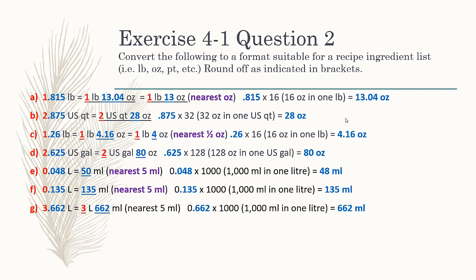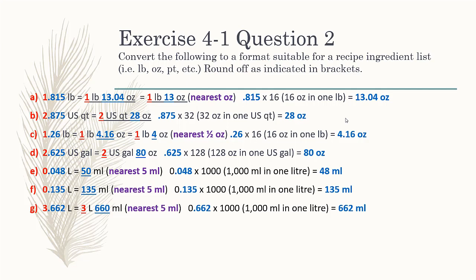So it's either going to be 660 or 665. And whatever trick you use, you need to understand that once you round it to the nearest 5 milliliters, you're going to end up with 660 milliliters. So 3 liters, 660 milliliters is the final answer to this.